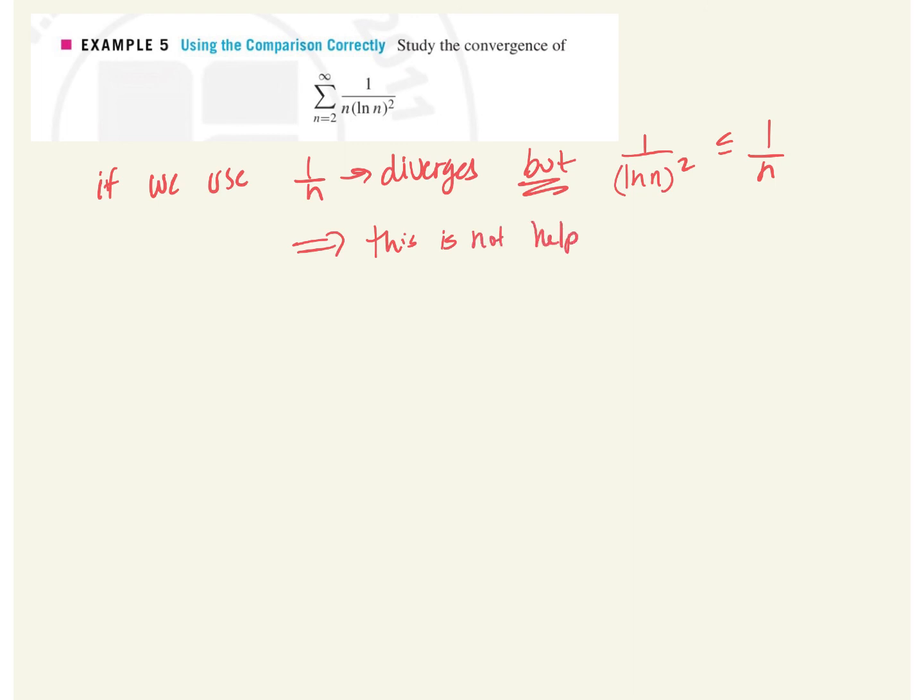Is it 1 over ln of n squared, or 1 over n times ln of n squared, that is less than? Yeah, it's 1 over n times ln of n squared. Yep, the original again, I'm sorry. We need the original.